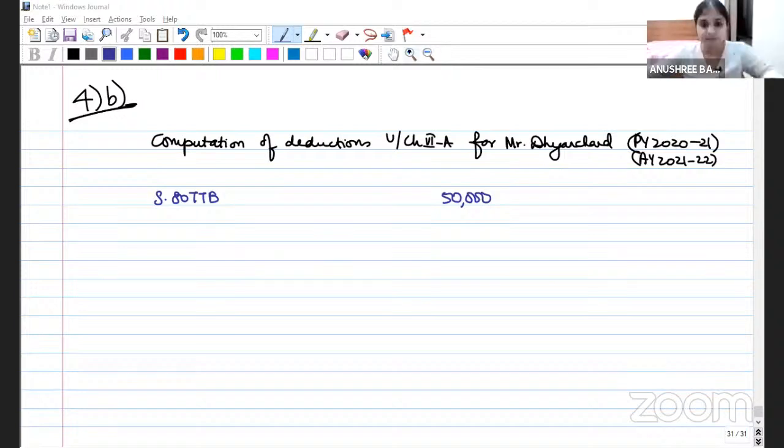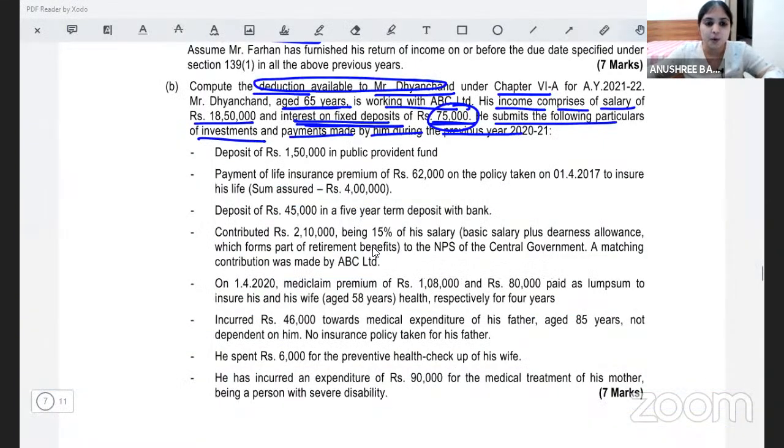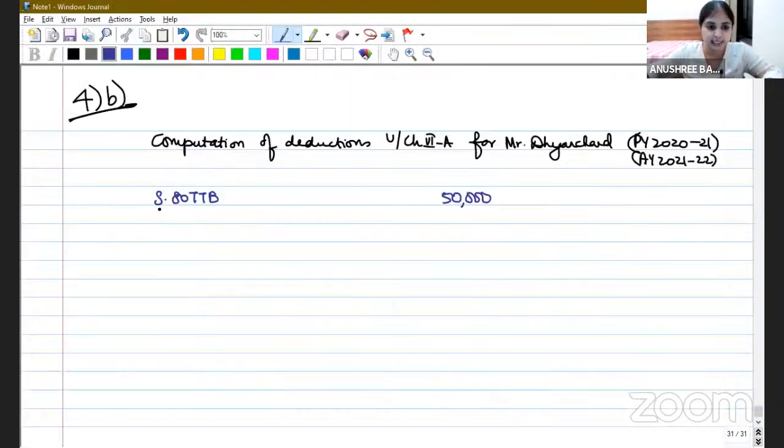Is this clear? Yes, 80TTB should be applied here. Then, deposit of 1,50,000 in PPF. PPF will go to which section? PPF will go to section 80C.